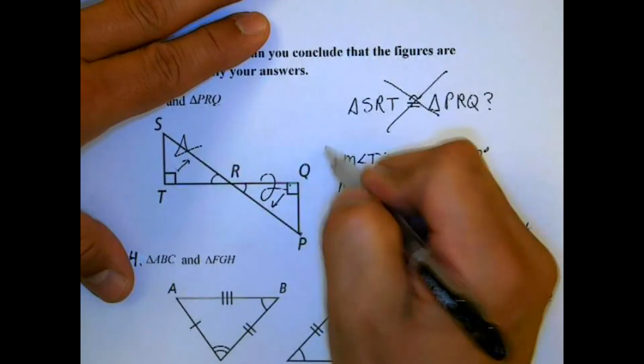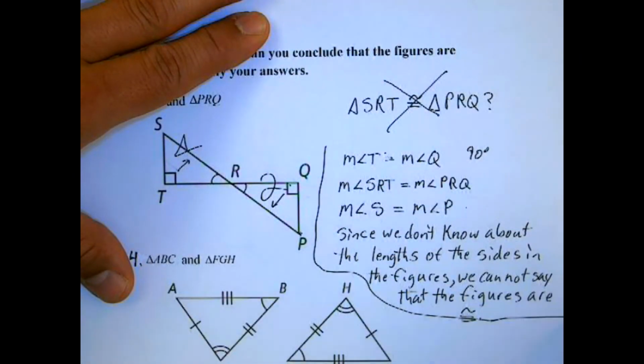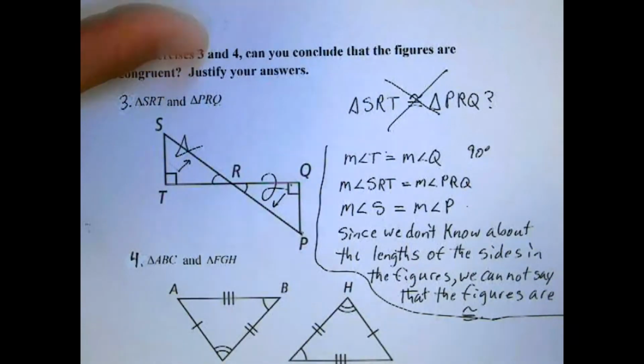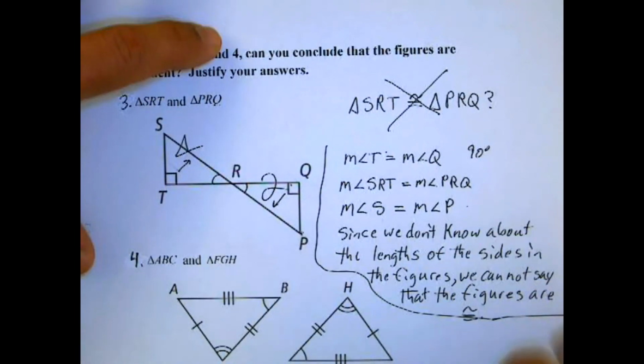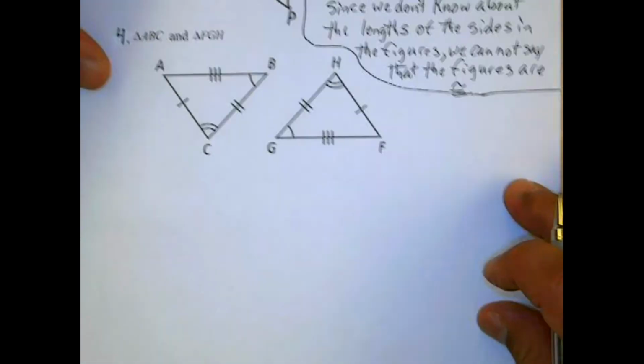Does that make sense? We know that the angles are congruent to each other, but we don't know anything about the sides. So we cannot say that they are congruent to each other. The two triangles are not congruent to each other because we don't know anything about the sides. So let's look at the next set of triangles.